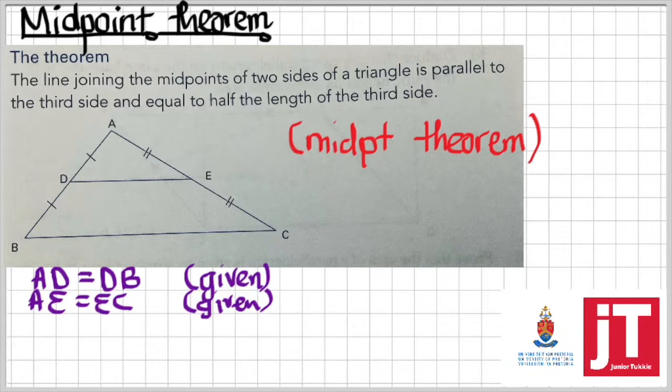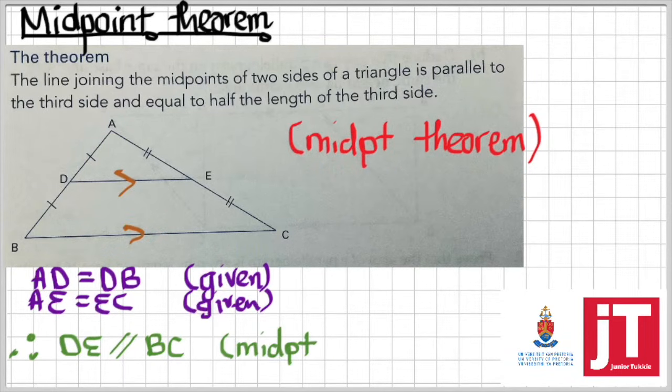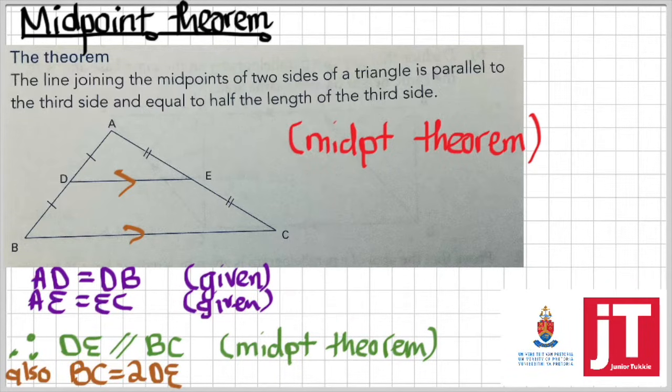We then make a conclusion that the side DE has to be parallel to BC. And the reason for that is the midpoint theorem. I've marked them on the diagram to show that those two sides are parallel. Also, we know that BC is actually 2 times DE. So I can say BC is also 2 times DE. Again, the same reason is the midpoint theorem in full.